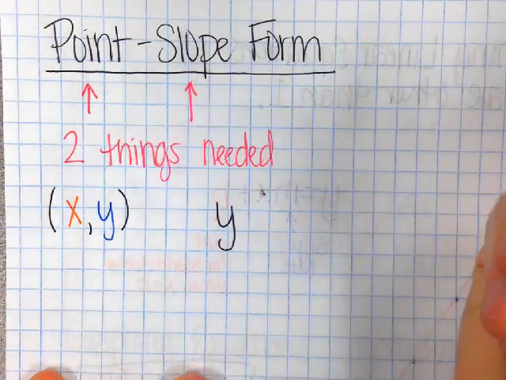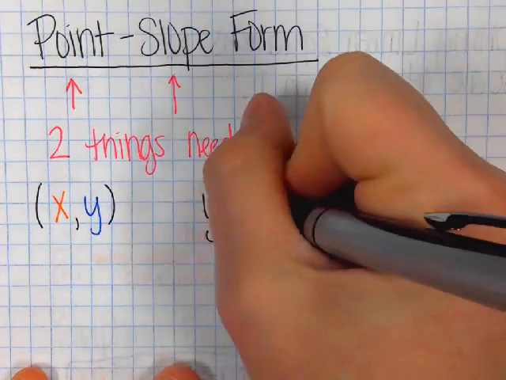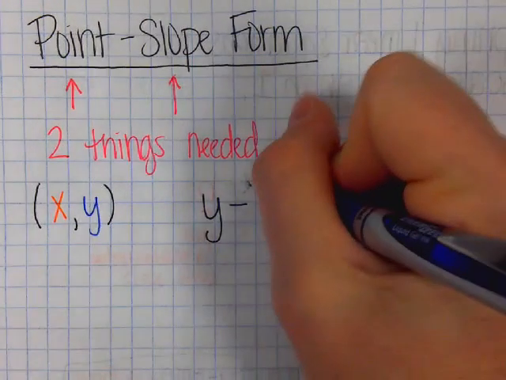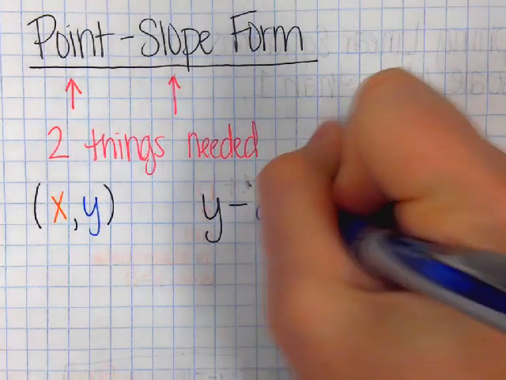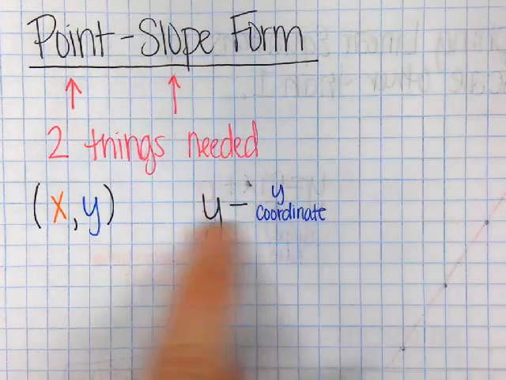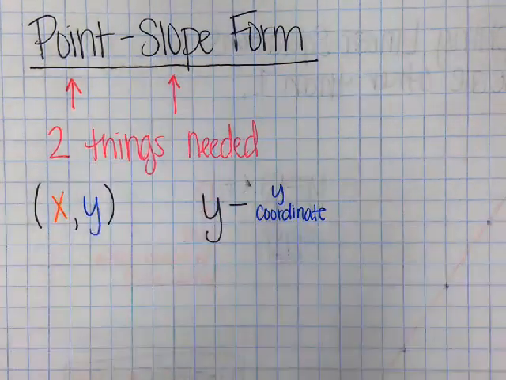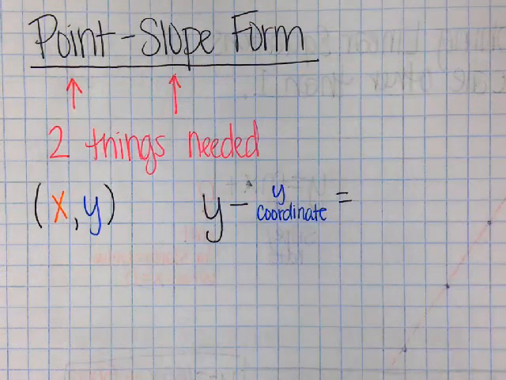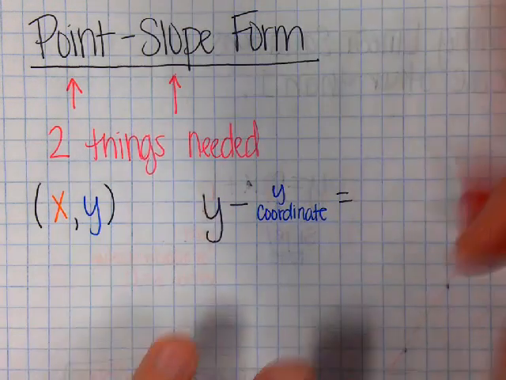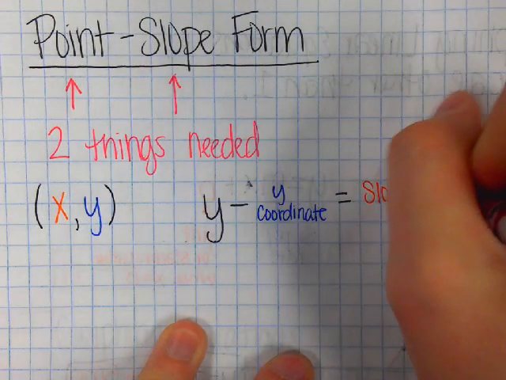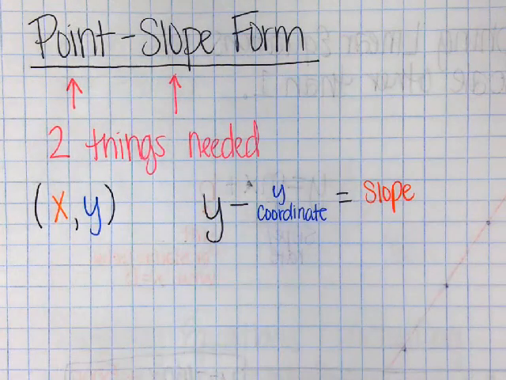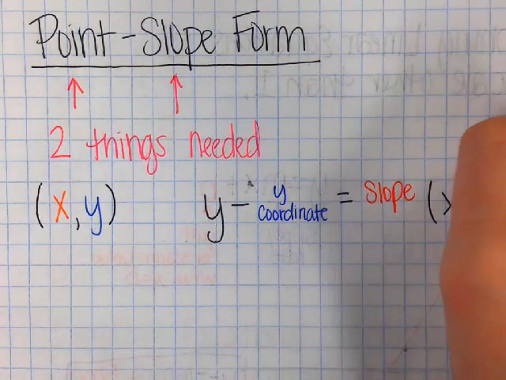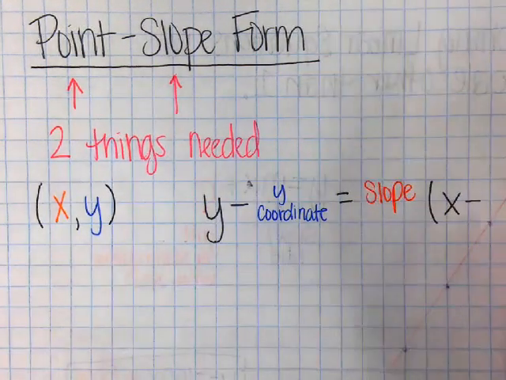Remember, equations always have a y in them. So it's y minus the y coordinate. So it's the y coordinate of that point equals the slope, parentheses, x minus the x coordinate.